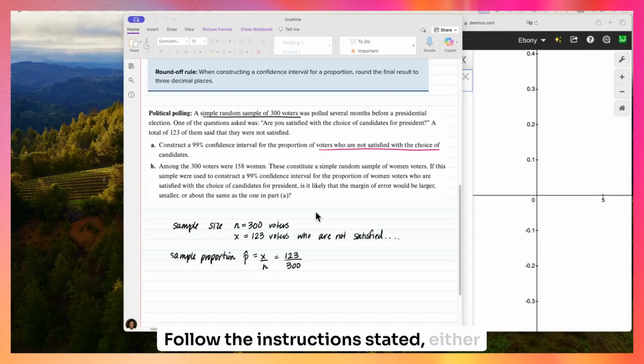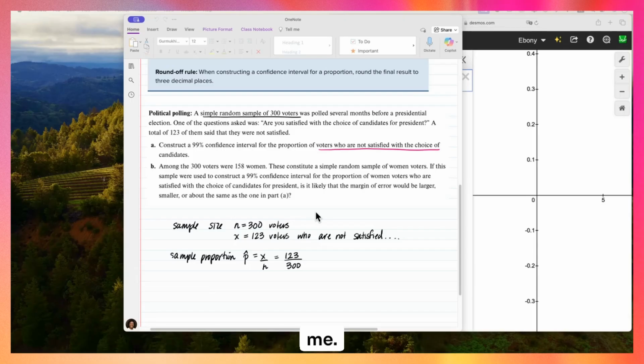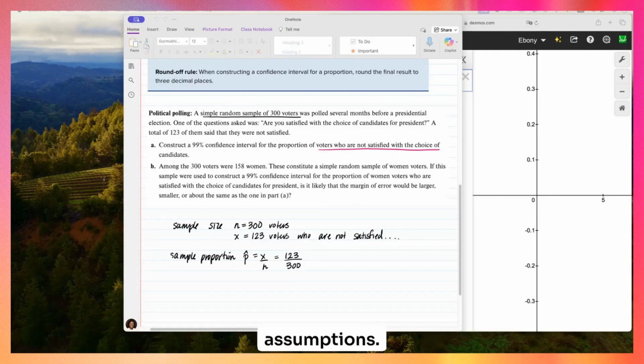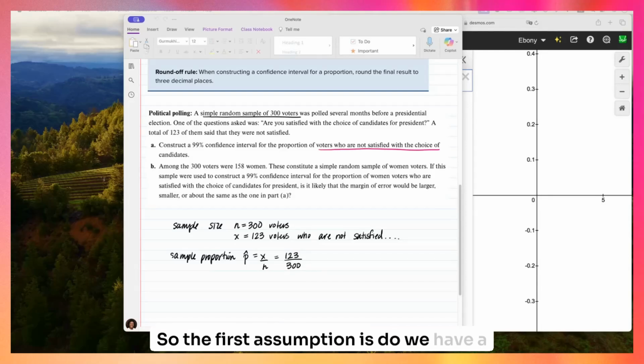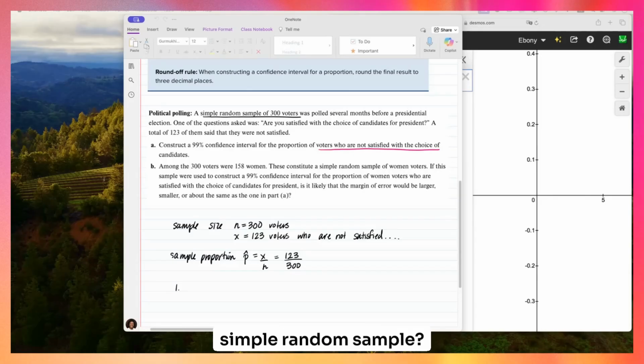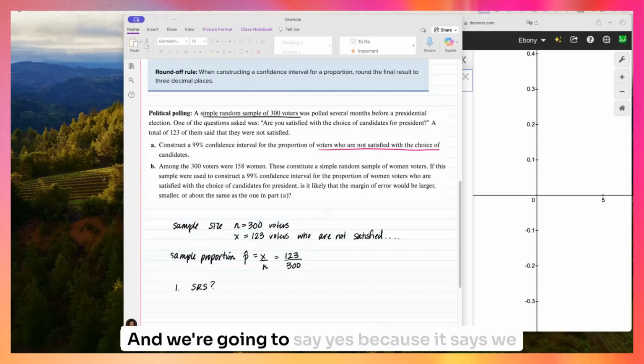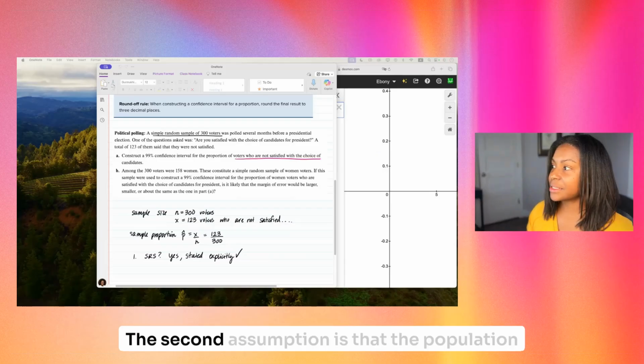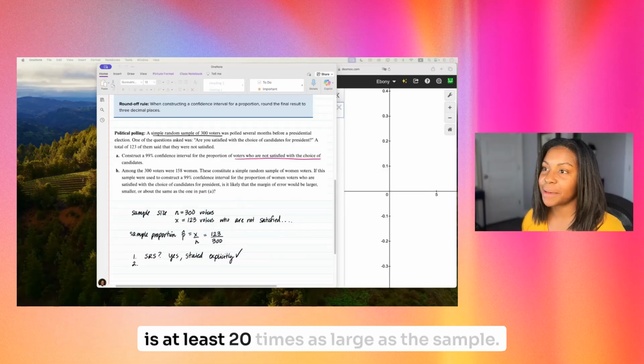Follow the instructions stated, either keeping it exact, or if you're in a class with me, then we are also allowing you to round this to 3 decimal places, but definitely encourage you to work on keeping it exact. All right, now let's go and address the assumptions. So the first assumption is, do we have a simple random sample? And we're going to say yes, because it says we have a simple random sample. So yes, stated explicitly.